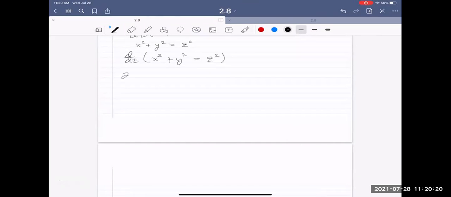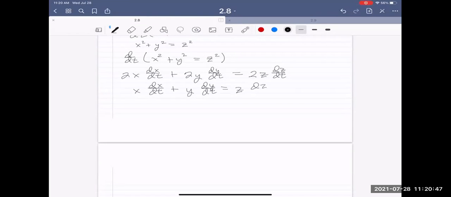So this will equal 2x dx dt plus 2y dy dt is equal to 2z dz dt. I can divide everything by 2 because there's a 2 in common everywhere. That will at least simplify my arithmetic very slightly.